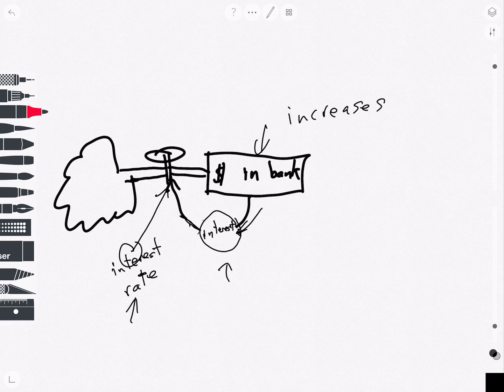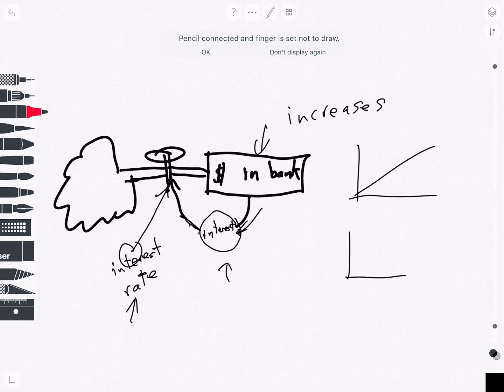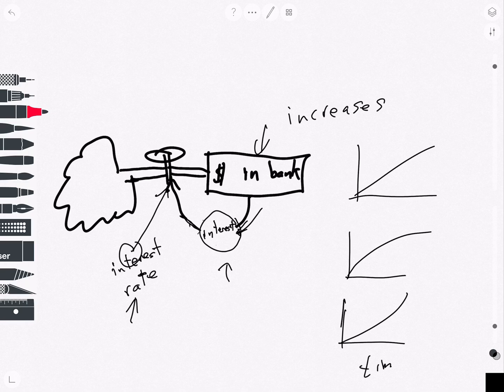But we want to know how it increases. Is it going to increase like this? Is it going to increase like this? Is it going to increase like this? How is the money in the bank going to increase as a function of time in each of these cases? That's what we're going to talk about in the next slide.